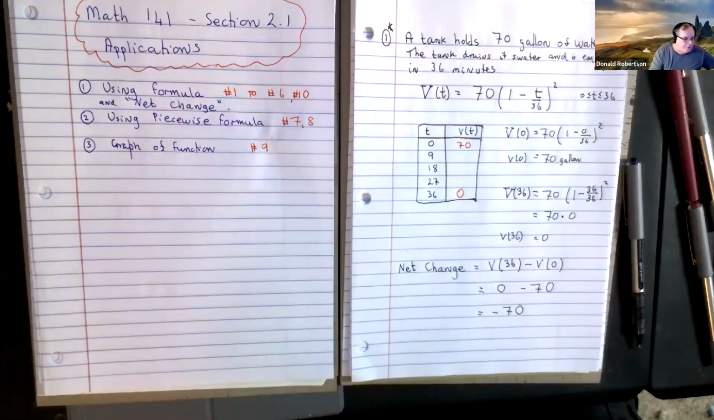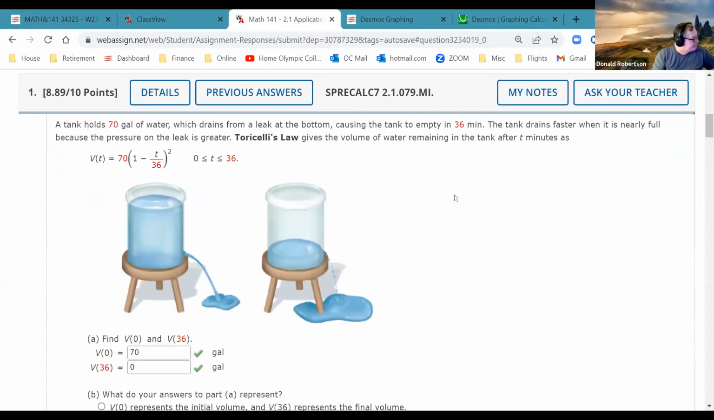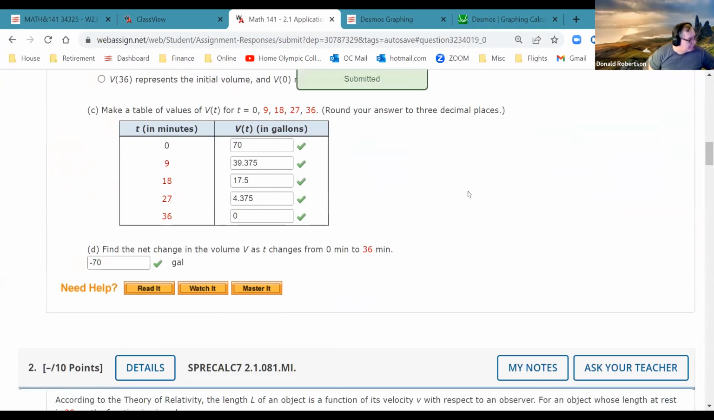And just to verify that, I'll go in here and I'll hopefully change that to -70, which is what it should have been the first time. And submit my answer. Yeah, everybody's happy.